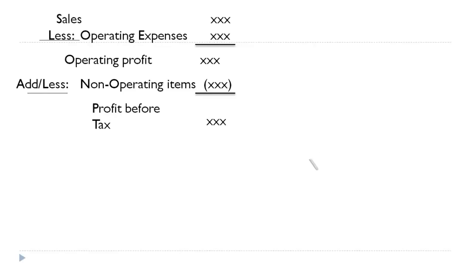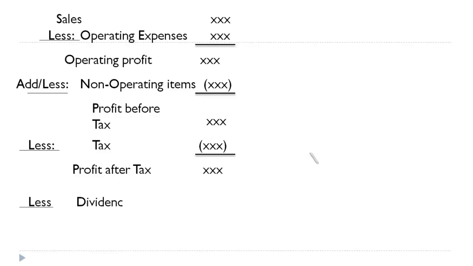From this profit before tax, we'll pay tax, so less tax. After paying tax, we'll have a profit that is called profit after tax. And from this profit only, owners will be paid dividends, right? So less dividend, and what you will have is retained profit. This profit is retained within the business.